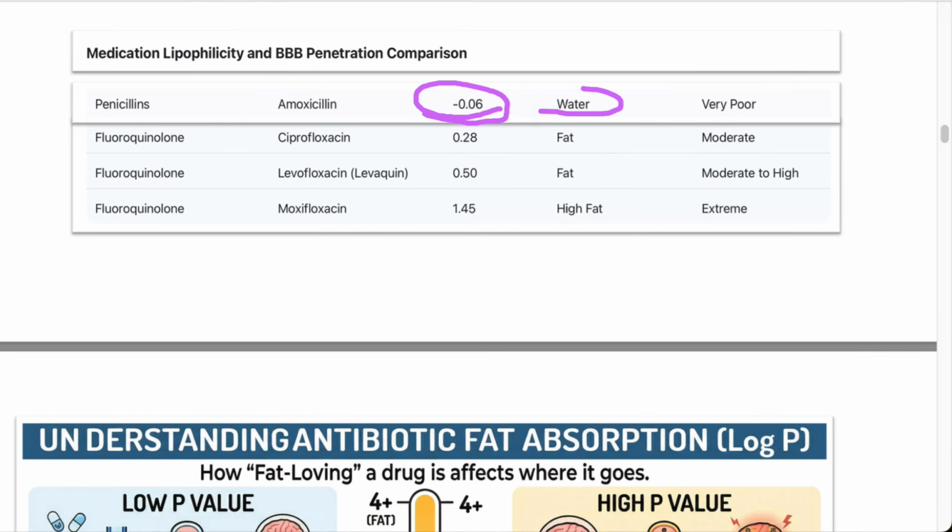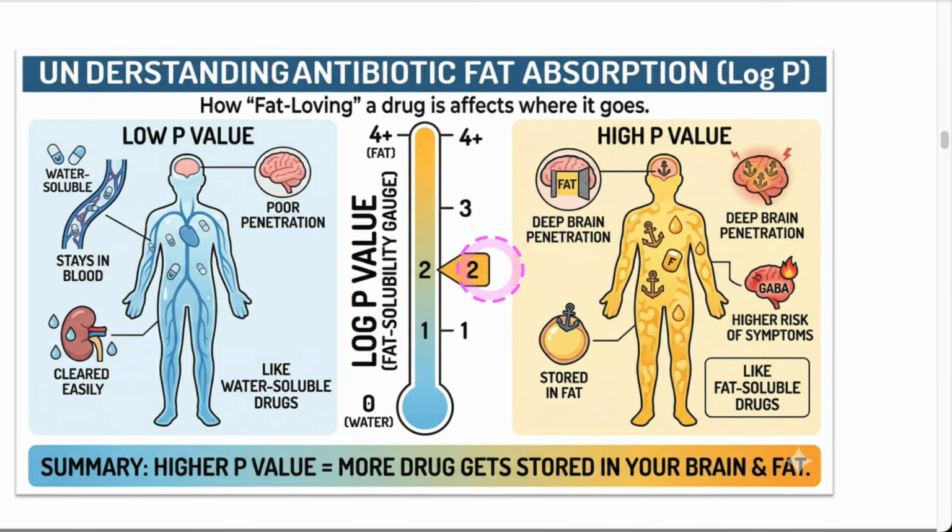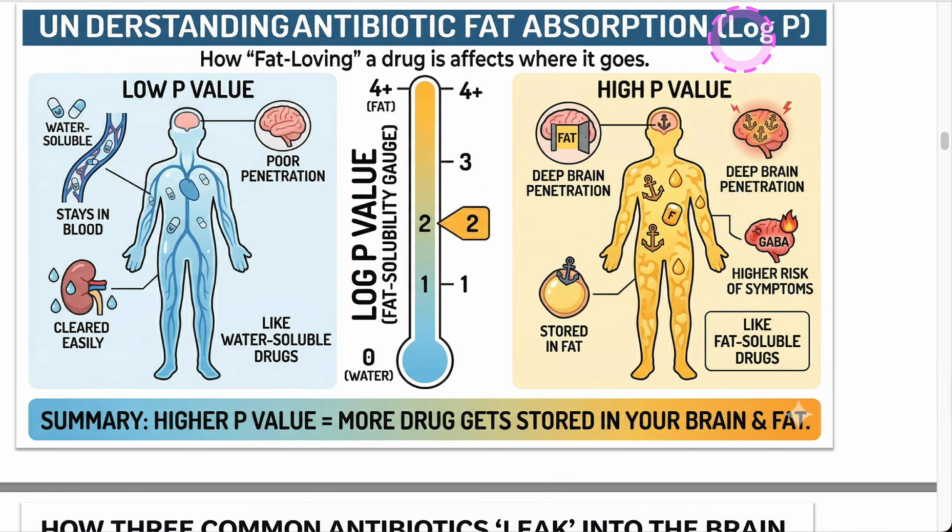So it doesn't get in, it's water, and it does not penetrate the blood-brain barrier. That's pretty incredible. If you have a log P that's in the positive area, it loves fat, it loves to get into the brain and cause its damage. So here's another great graphic right here.